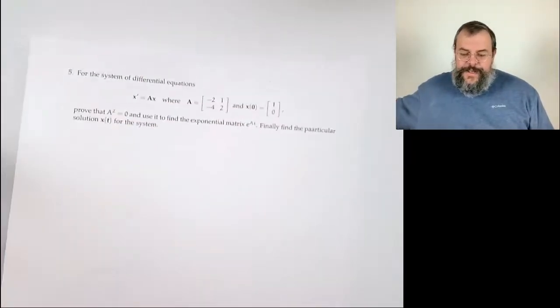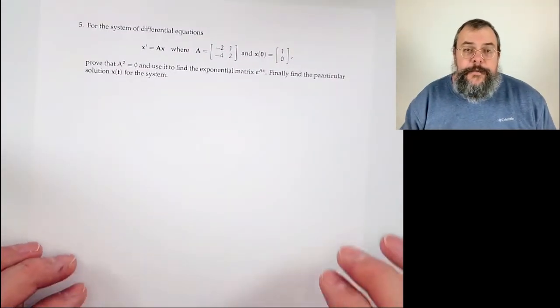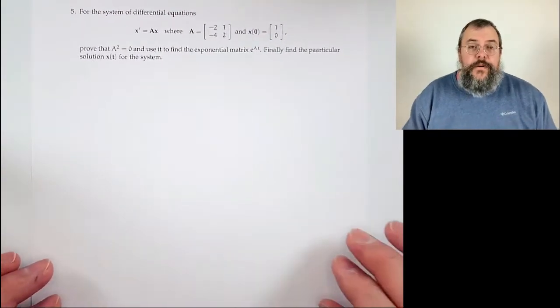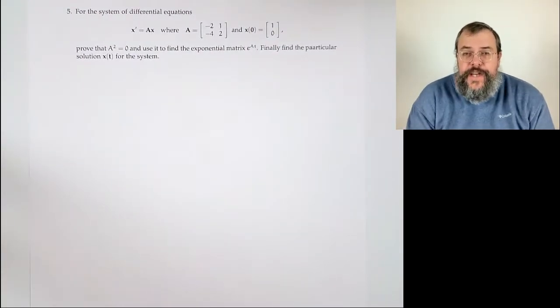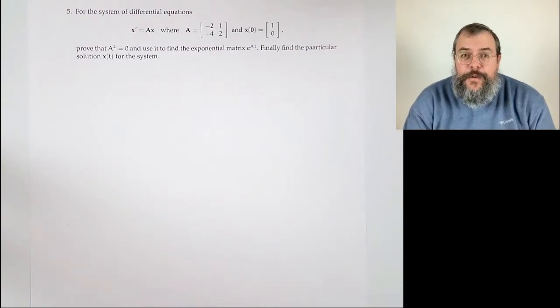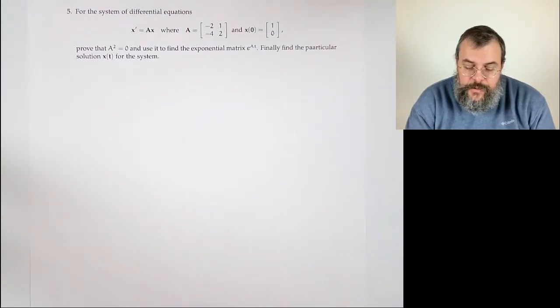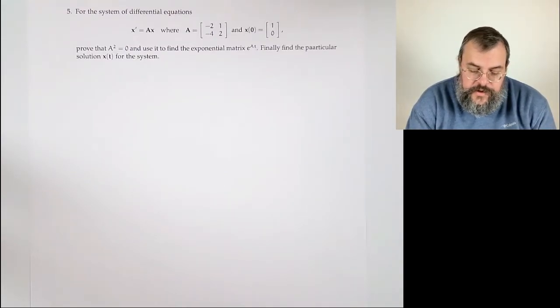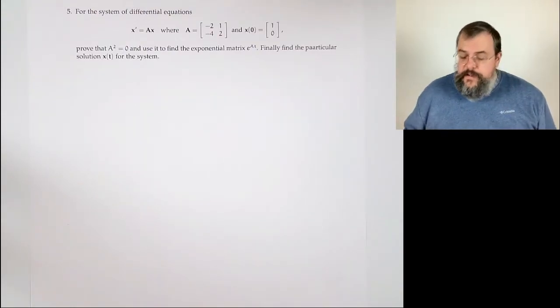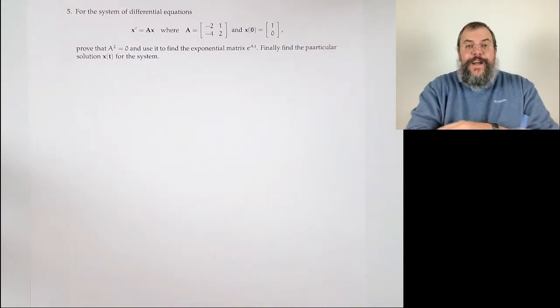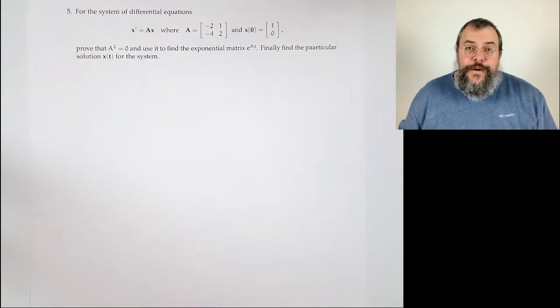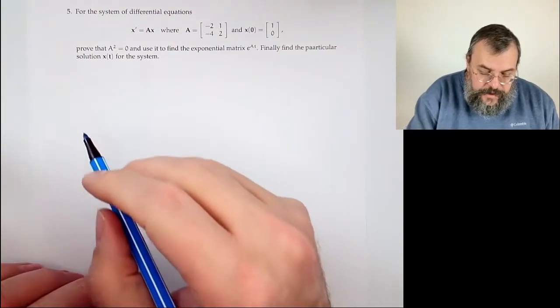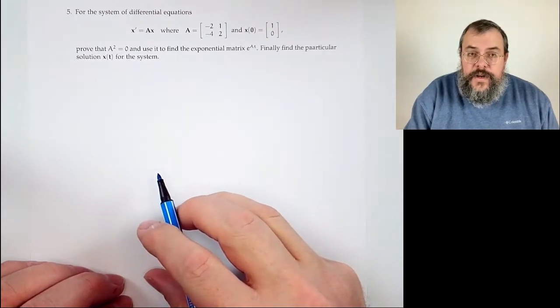All right. Number 5. So, for the system of differential equations, x prime equals Ax, where A is equal to minus 2, 1, minus 4, 2, and x of 0 equals 1, 0, prove that A squared equals 0, and use it to find the exponential matrix e to the At. Finally, find the particular solution x of t for the system. Okay, well, we just need to do what it says.